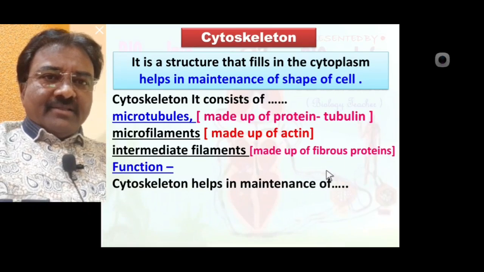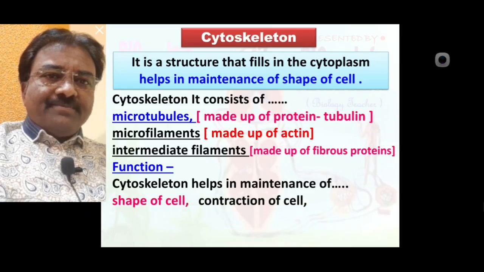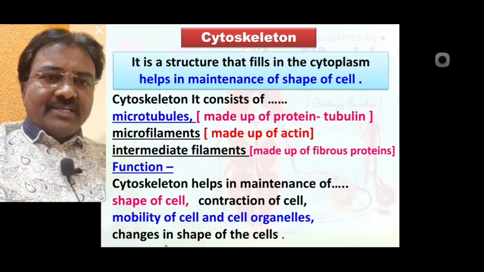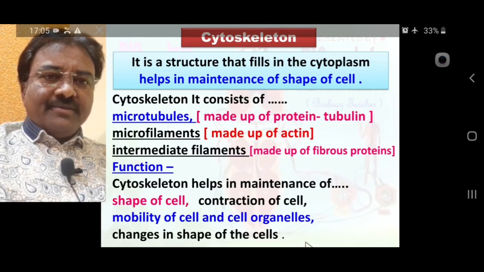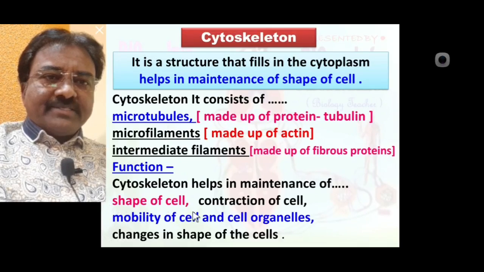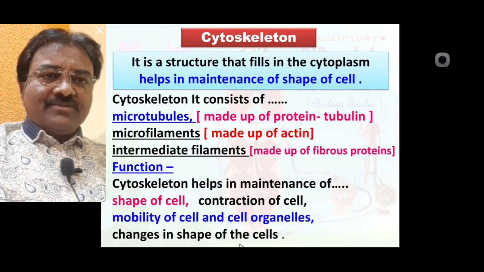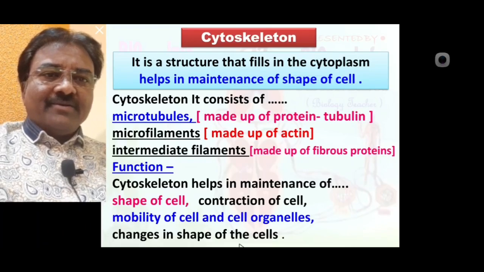Function: cytoskeleton helps in maintenance of shape of cell, contraction of the cell, also mobility of the cell and cell organelles. Cytoskeleton also provides the function of change in the shape of the cell. Means note all these functions are provided by cytoskeleton: maintenance of the shape of cell, contraction of cell, mobility of the cell and cell organelles. Change in the shape of the cell is also done by cytoskeleton. Up to this we discussed in detail. Cytoskeleton is one of the cell organelles.